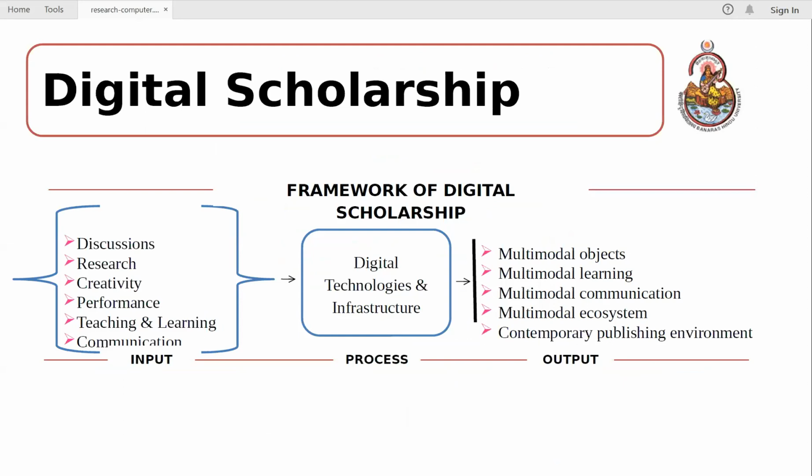So if I see digital scholarship, the input is still our good old traditional methods like discussion, research, creativity, performance, and all that. It was the way we used to do in the good old days. But the only thing is, today the technology and infrastructure has changed. Today you have digital technology and digital tools, platforms where we are doing all our good old traditional activities. Then the outcome has changed. Today you have multimodal objects, which include your information object, audio, video, text, everything.